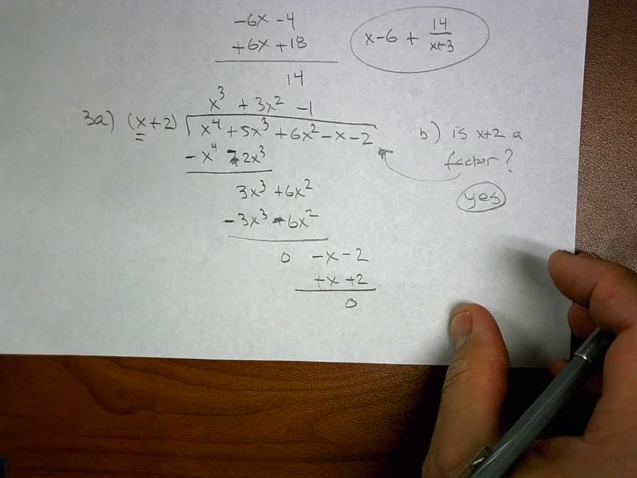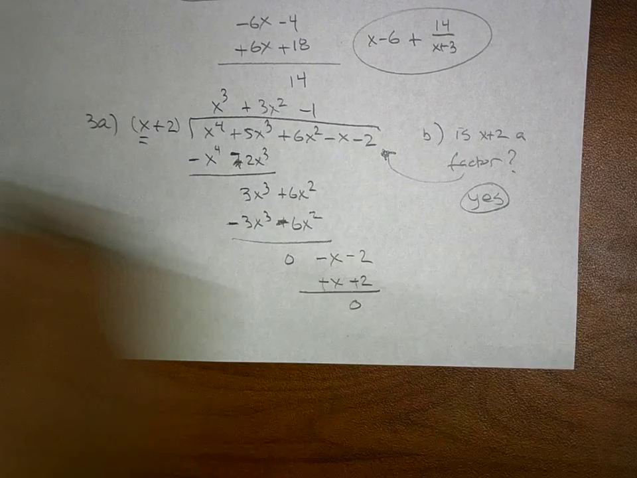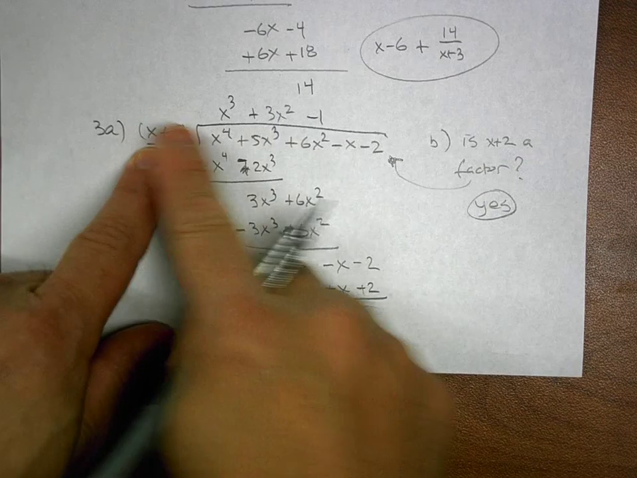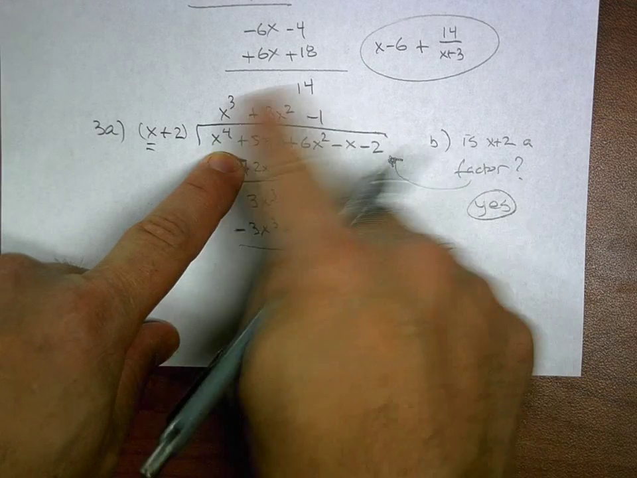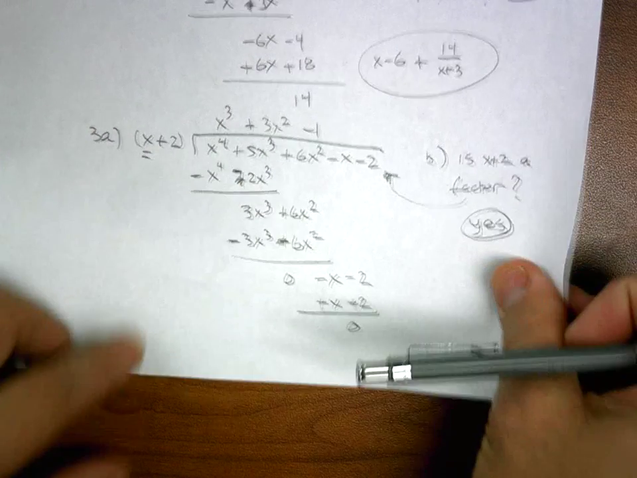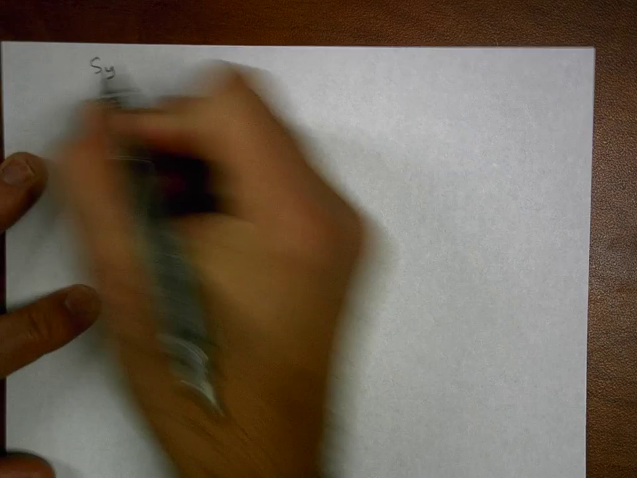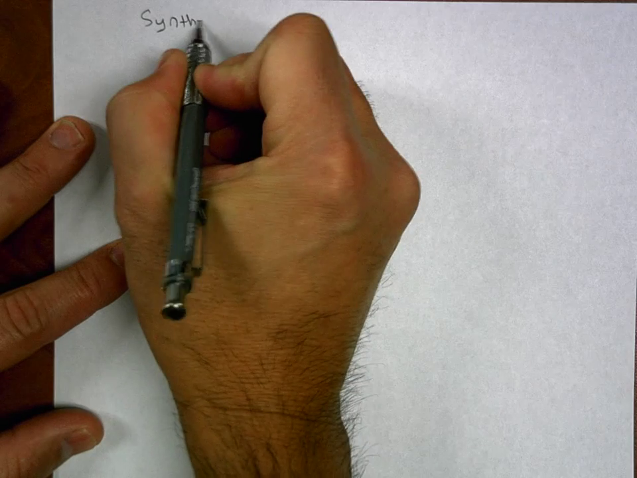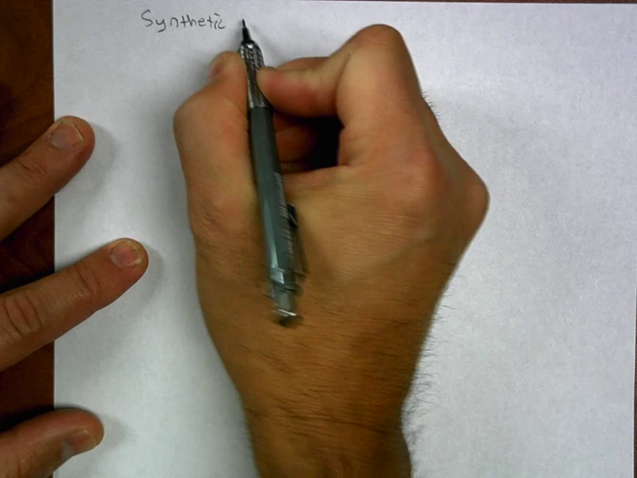Okay, now synthetic division. Synthetic division does the same thing. It'll divide something into something and get your answer, and you can see if there's a remainder or not. Okay, so synthetic division. Turn this over.